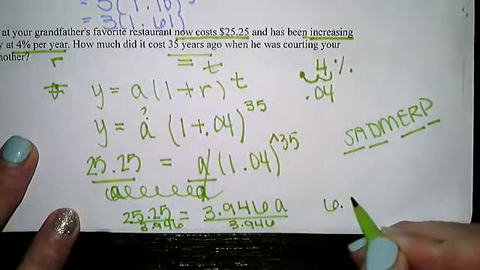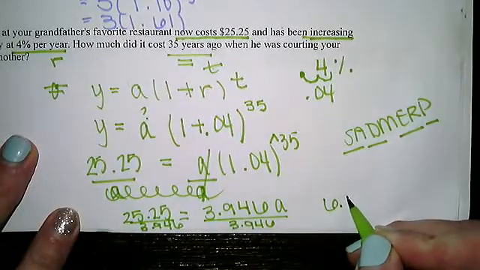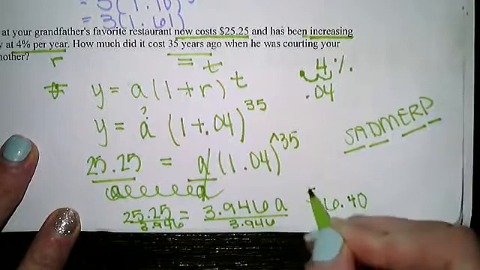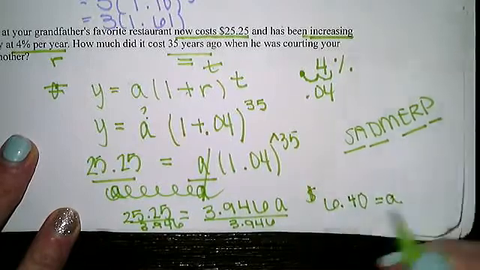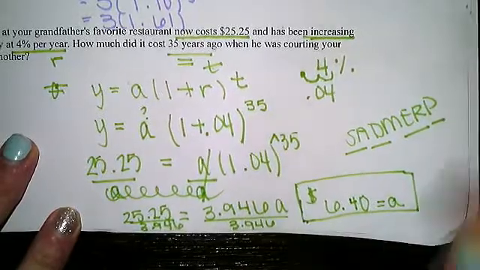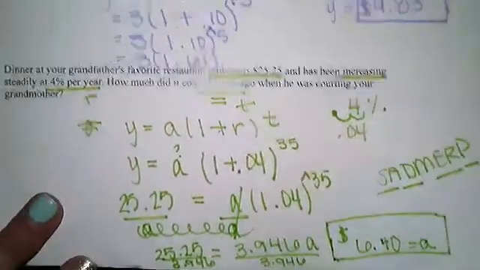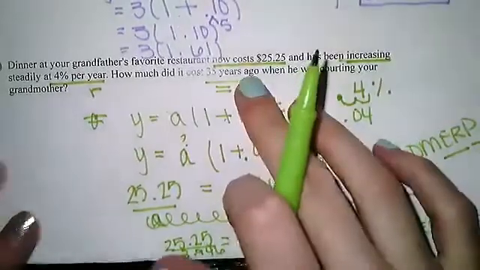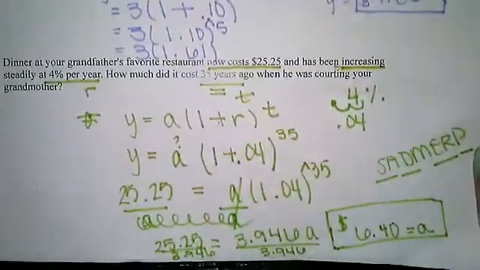We'll have $6 and it says 0.398, so I'm going to round it to $6.40. And you can see that a meal that once cost $6.40 now costs $25.25.